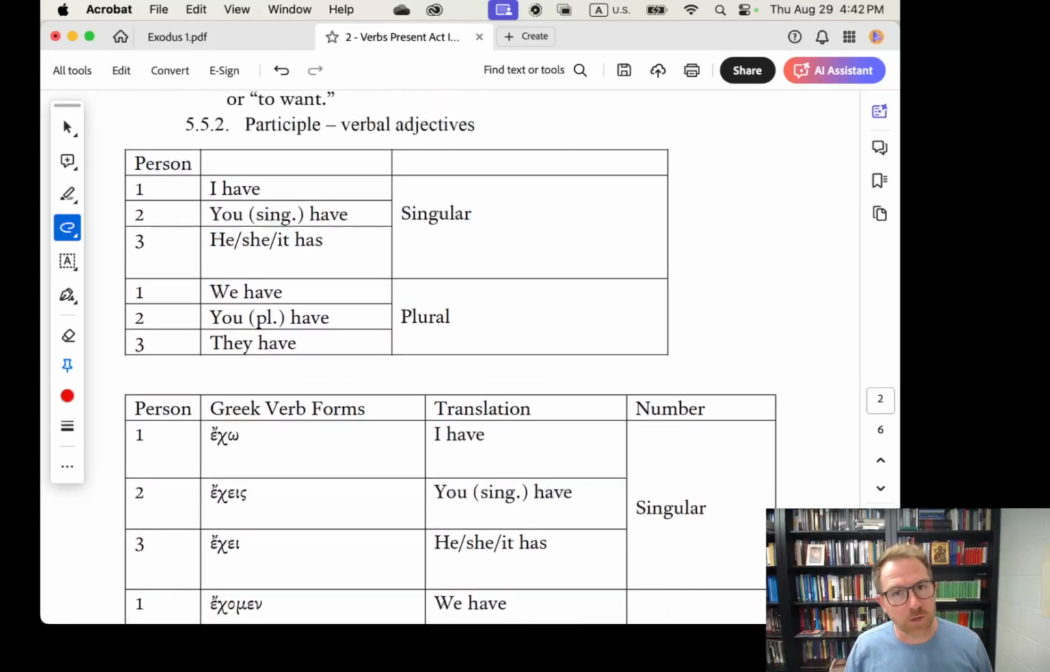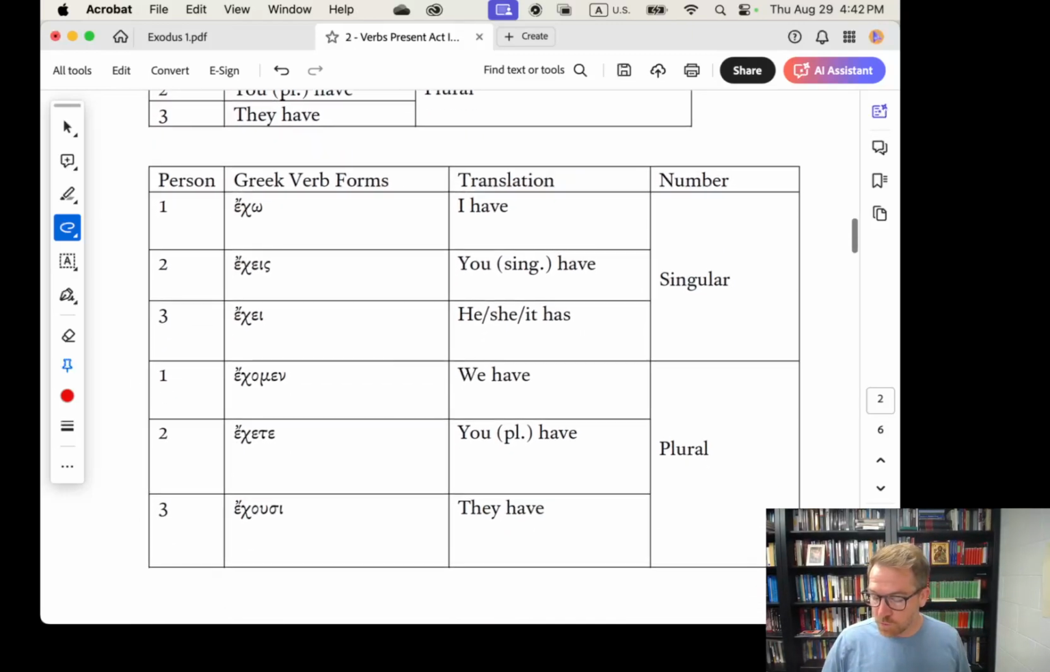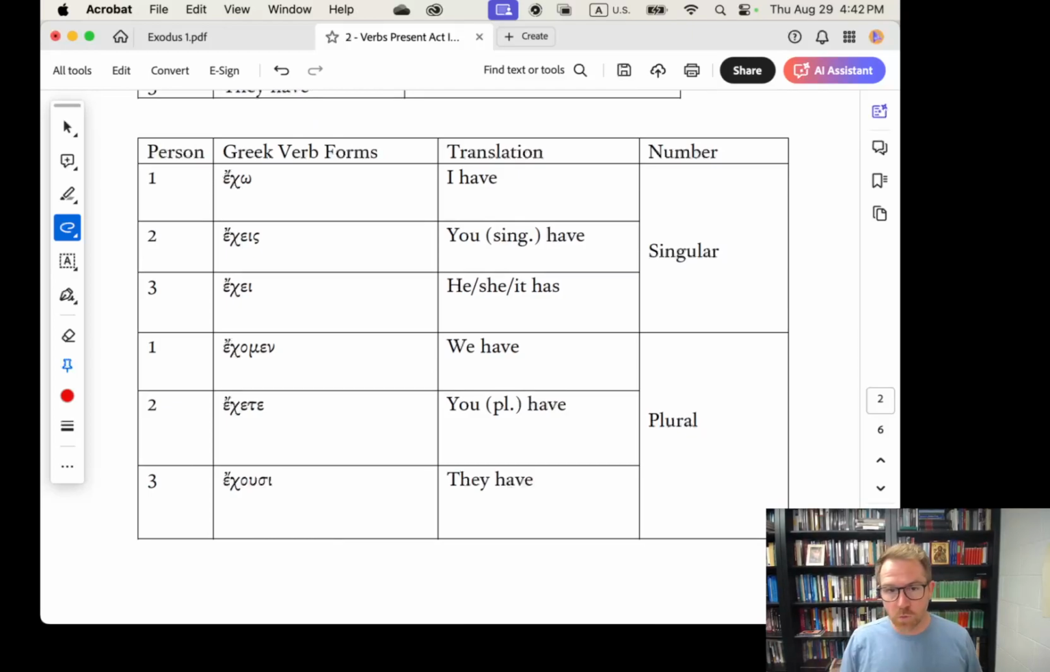You're going to learn that in Greek there's quite a few charts. First person of the verb echo: I have, you have, he, she, it has, we have, you or y'all have, and they have. So if I was going to write this in Greek, you'll notice where the verb changes: at the ending, the suffix. Echo, eches, eche, echomen, echete, echousi.